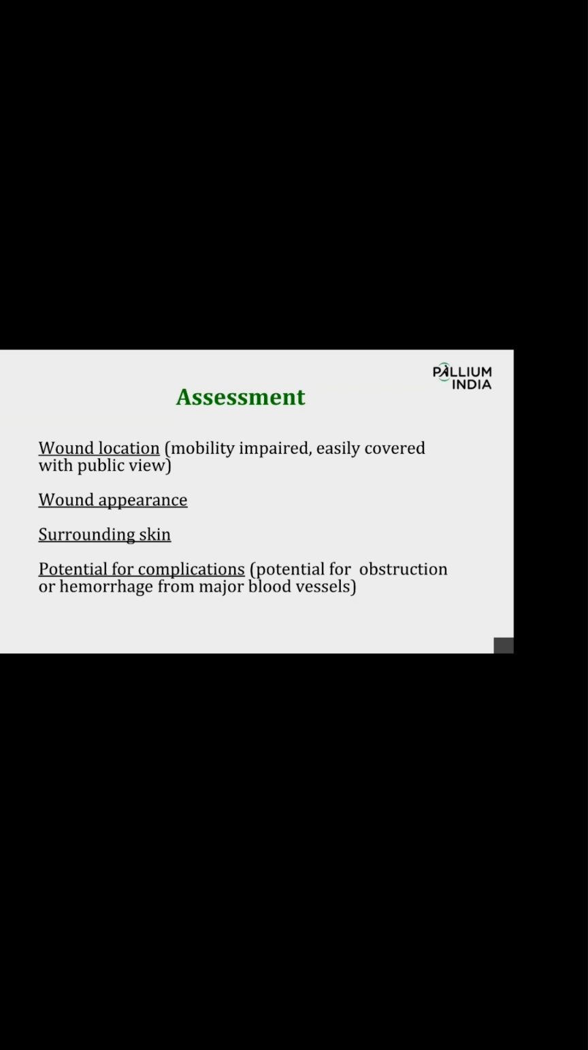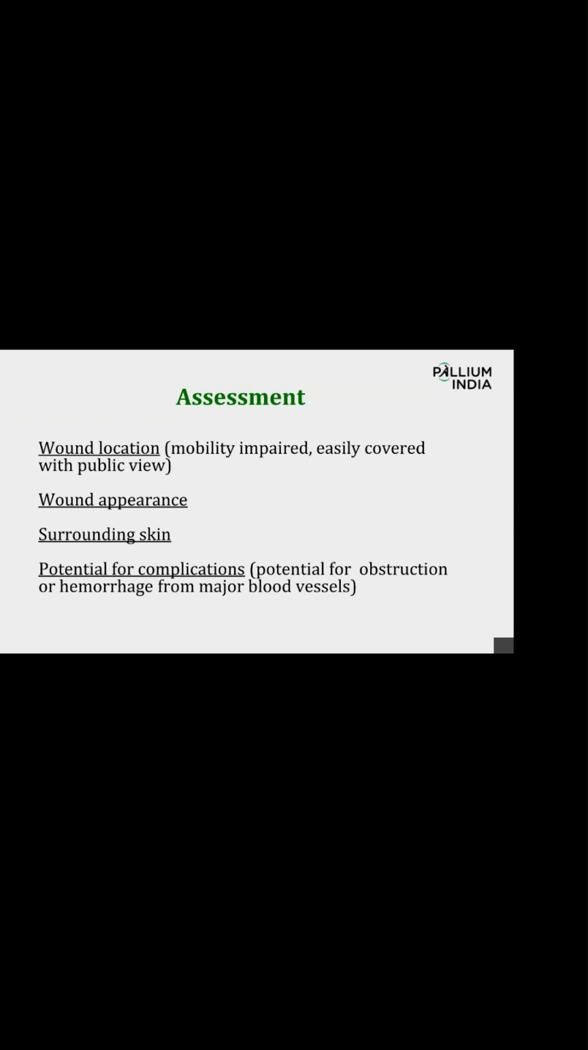Mobility impaired means if it is in the neck region, they can't do mobilization. If it is in the wrist area, they can't do mobilization. So these assessments you have to know first. Then wound appearance: is it a starting stage, or is it a Marjolin's ulcer, or does it go with a secondary growth? Those things you have to observe in wound appearance.